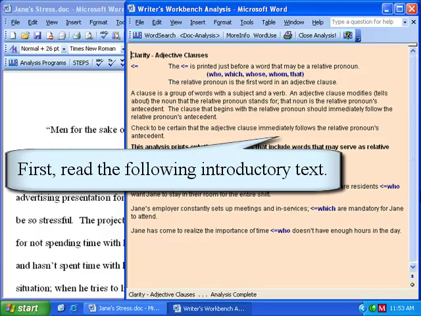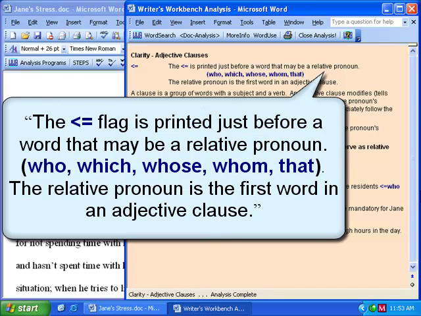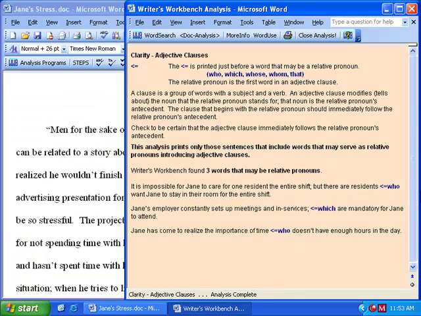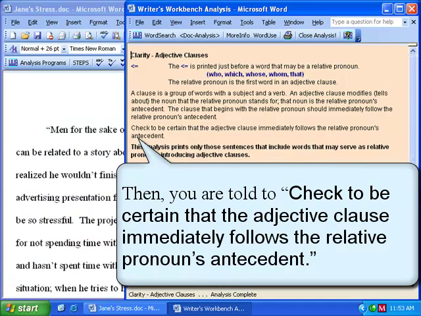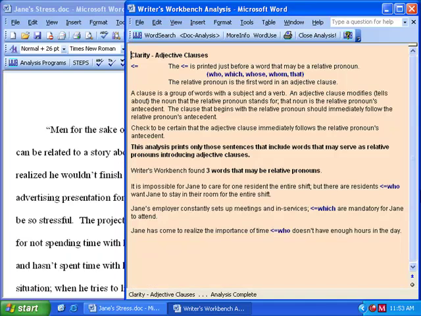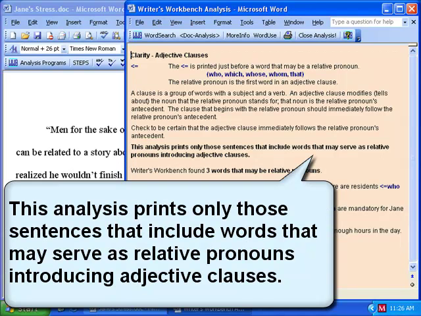First, read the following introductory text. This flag is printed just before a word that may be a relative pronoun. The relative pronoun is the first word in an adjective clause. Definitions for the terms clause, adjective clause, and antecedent follow. Then, you are told to check to be certain that the adjective clause immediately follows the relative pronoun's antecedent. This analysis prints only those sentences that include words that may serve as relative pronouns introducing adjective clauses.